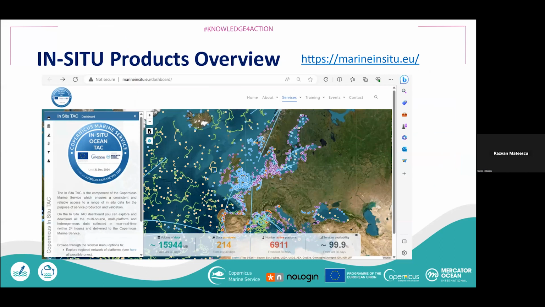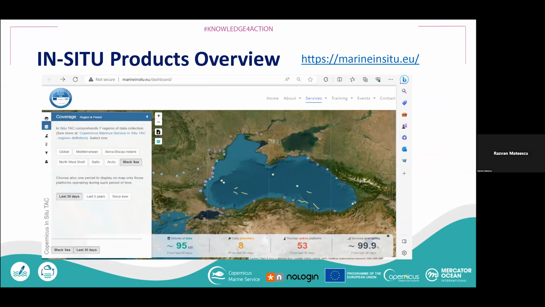For in situ products, on the portal of CMEMS, you'll find up to 15,000 datasets provided by different platforms installed in the sea. And for this sea, with the poorest data provided, the Black Sea, the in situ data network is in the process of development.